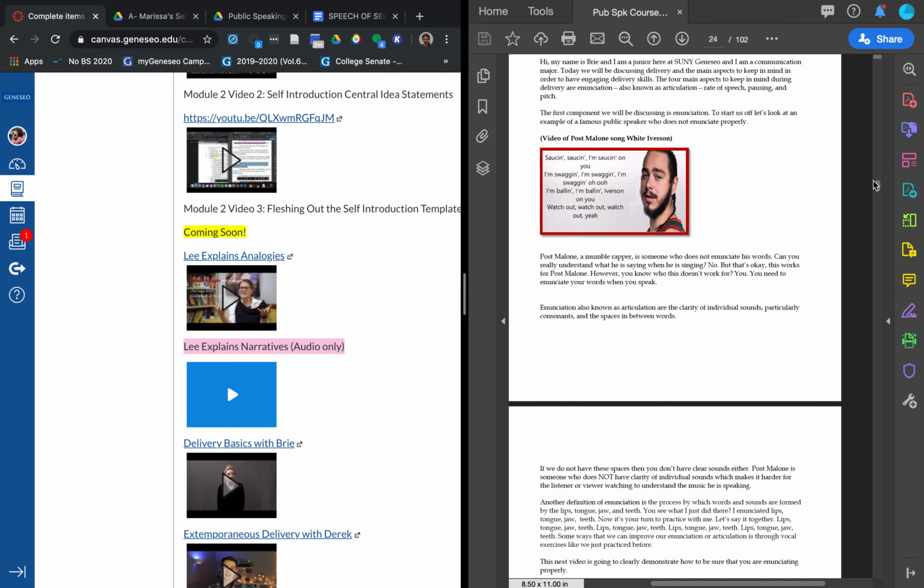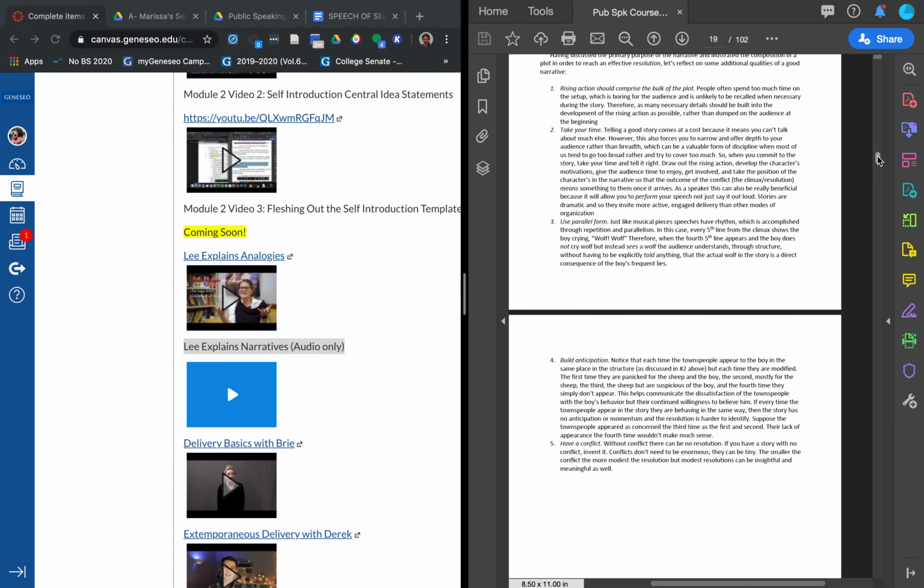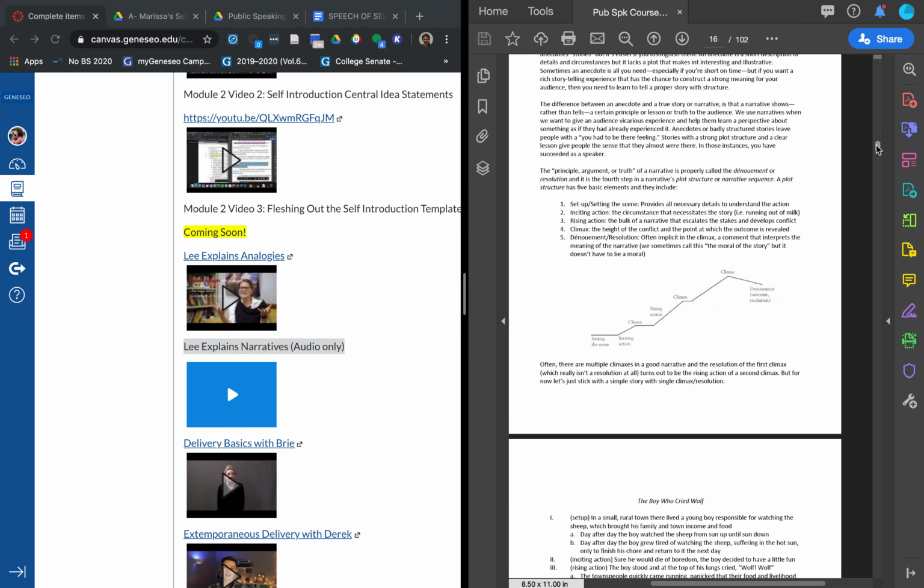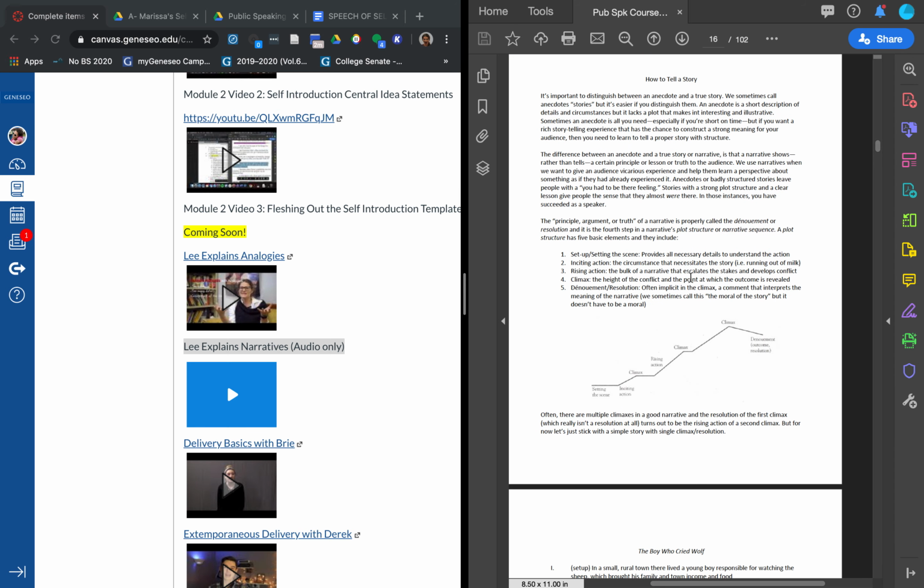Where is it in your course pack? I don't know. Wherever it's how to tell a story, which is the transcript for the pirate. Here it is. So it's on page, how to tell a story, page 16.